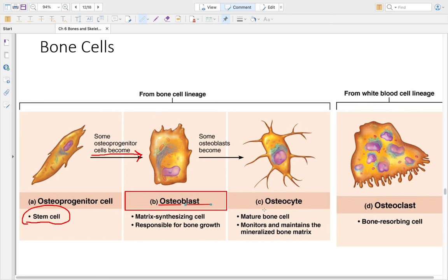Okay, osteocyte. An osteocyte is a mature bone cell, and its job is to monitor and maintain the bone matrix. Now, osteoclast. Okay. Osteo, of course, means bone, and clast, if you remember, means breaking down something. So when your bones are being renewed, let's say, at the exact same time that an osteoblast is renewing the bone, an osteoclast is going to be disintegrating or breaking down bone. Those are the two cells responsible for bone renewal.